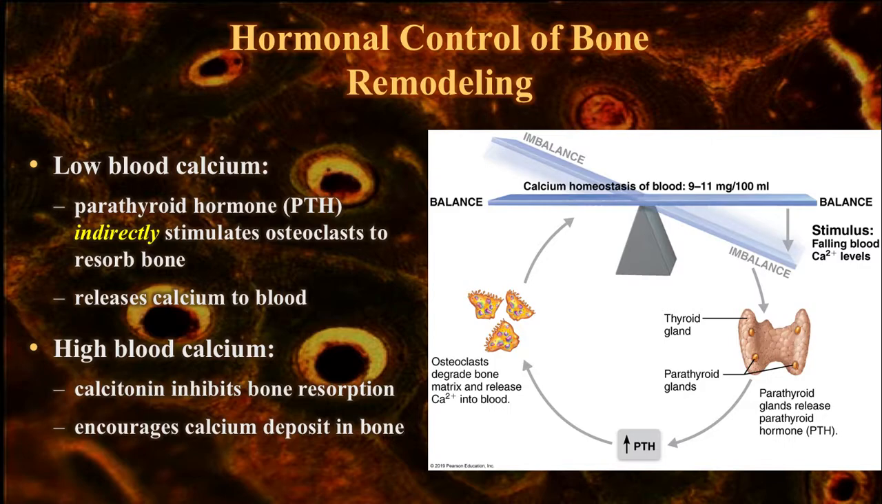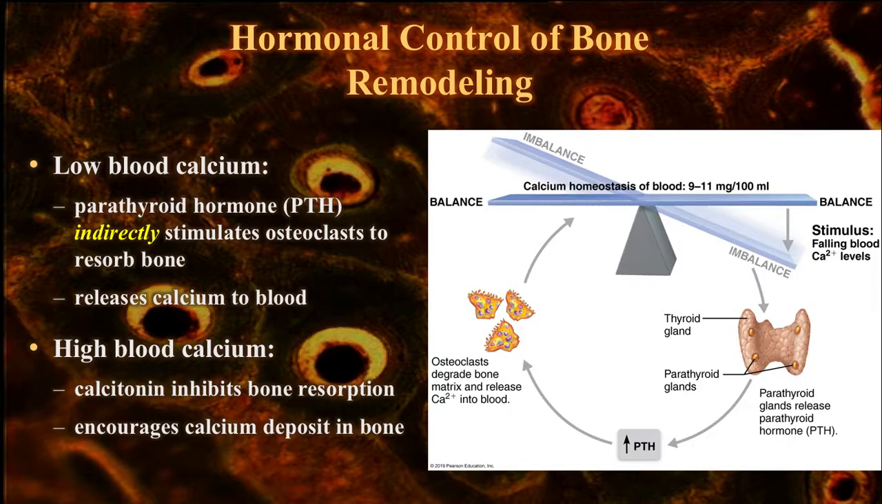If, on the other hand, you have high blood calcium, another hormone called calcitonin will inhibit bone resorption. So it will turn off those osteoclasts, so they're no longer breaking down the bone. Okay? It also encourages calcium deposit into the bone that you have. Okay, so taking the calcium out of the blood, putting it back into the bone. Okay? That make sense? Okay. So that is one way to control bone remodeling. Based solely on calcium in the blood, we use hormones.